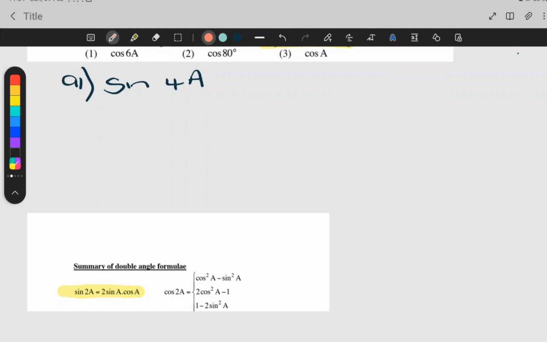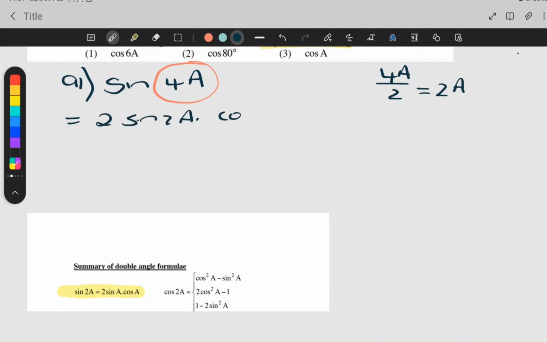So this is sine 4A. You're going to circle 4A, and we're going to say 4A over 2. 4 over 2 is 2, and I have an A left. So this angle becomes 2 sine 2A cos 2A. Where do I get the 2A from? I get it from the answer.